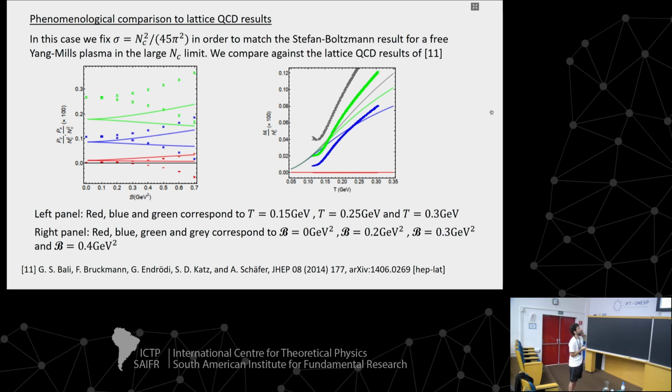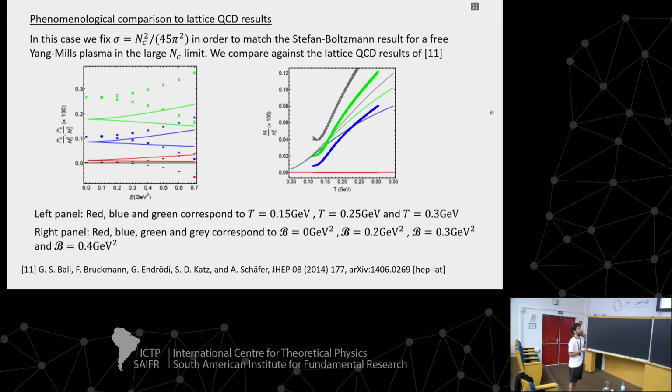Just to finish, some plots of comparison to lattice. We consider the pressure along the direction of the magnetic field, PZ, and the pressure along the transverse direction, PX, for different values of the temperature; the red, blue, and green correspond to different temperatures. PZ is larger than PX. The dots with error bars are lattice results. This shows that, at least qualitatively, a magnetized conformal fluid has an anisotropy that looks similar to what is found in lattice QCD.